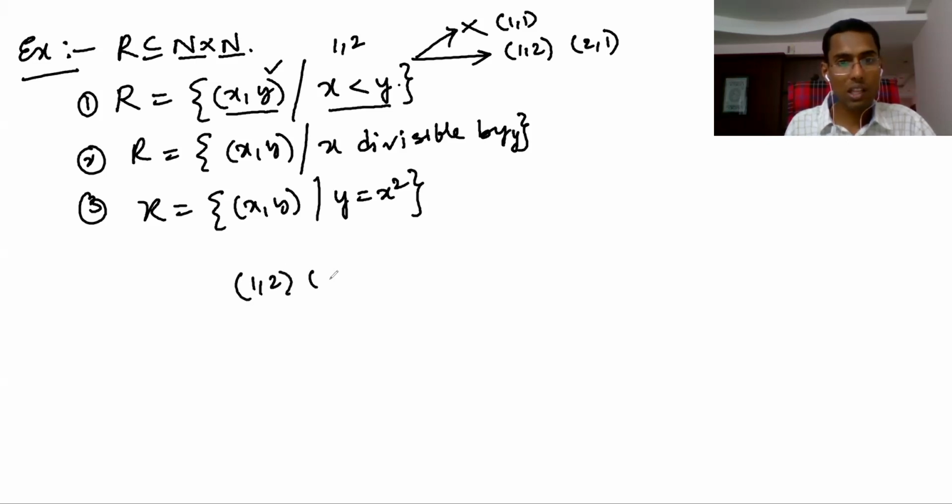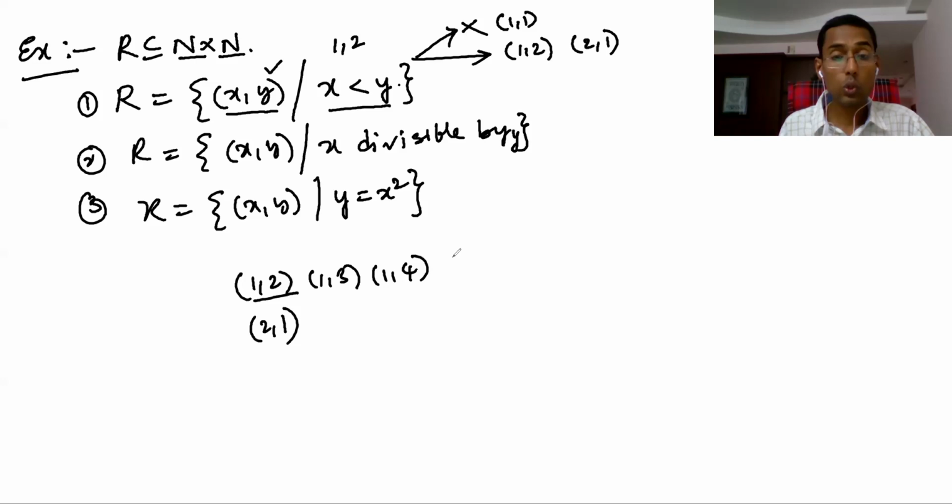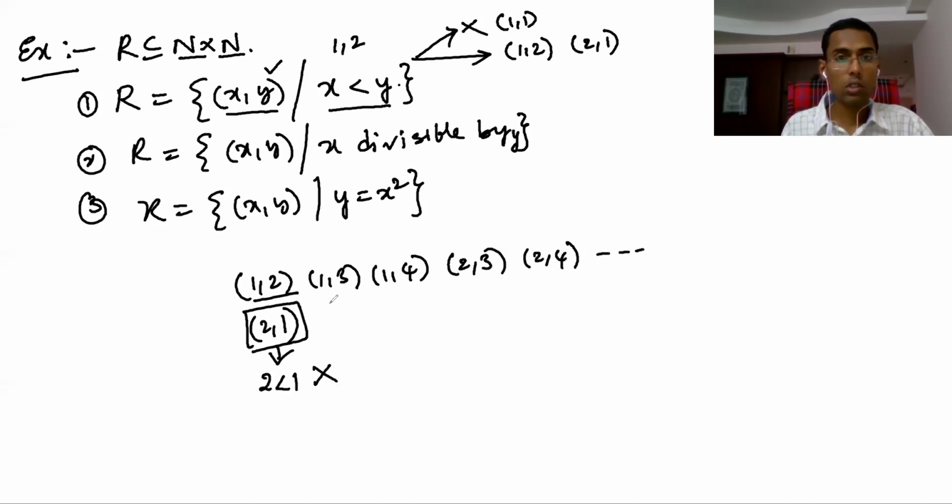(1,2) will be there, (1,3) will be there, (1,4) will be there, like this. (1,2) will be there, but (2,1) won't be there. (2,3) will be there, (2,4) will be there, like this many elements will be there, but (2,1) won't be there. Why won't it be there? 2 less than 1 is wrong. So that's why it's not reflexive, not symmetric.